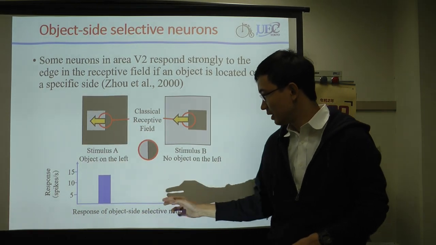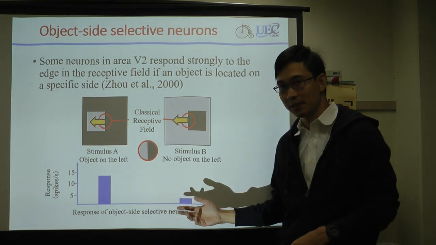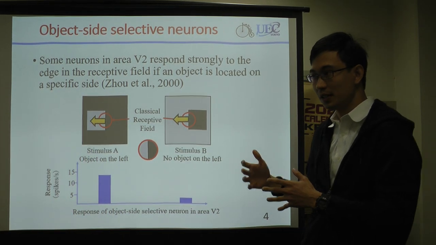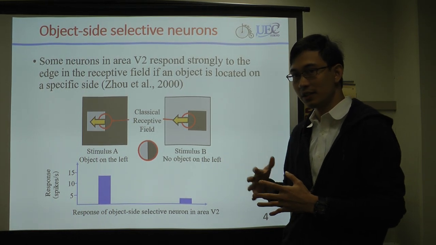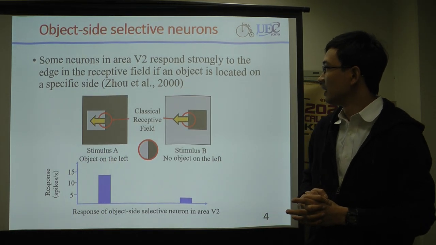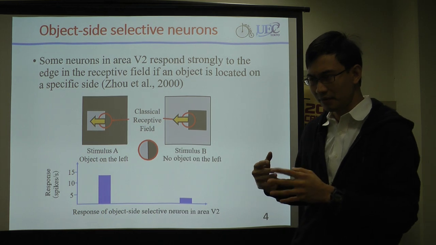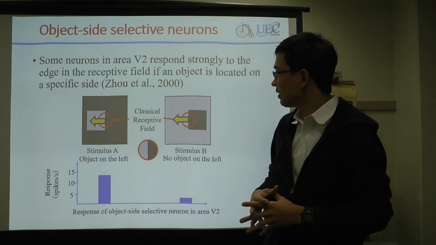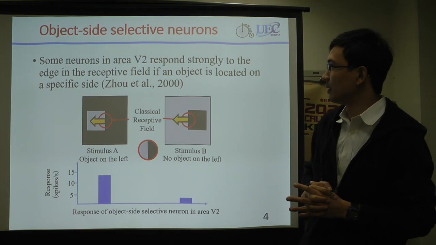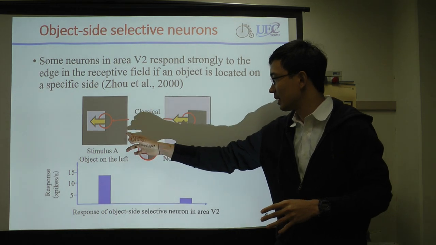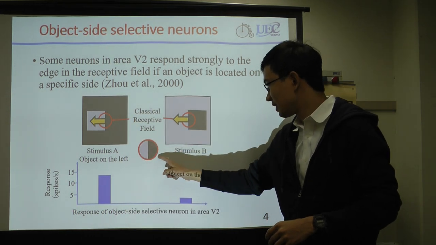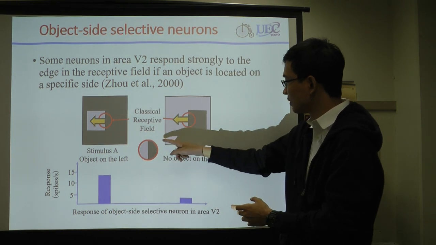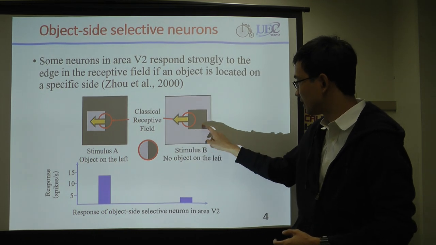Now this is the response shown in spikes per second. So this difference shows that there is a possibility that V2 calculates or assigns border ownership in the brain. Now, the next question is, how do these neurons calculate or assign border ownership? As you can see, there are no cues inside the receptive field to calculate, which means it uses information from outside its classical receptive field.